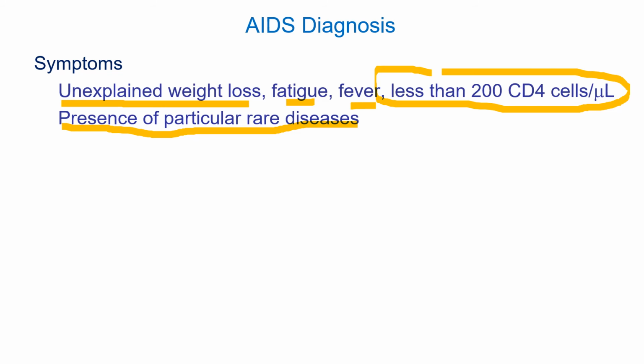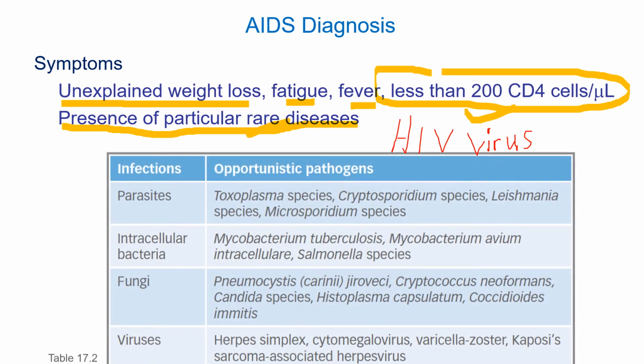So these two things in particular, the CD4 cells and the rare diseases, and I guess the other thing that's not on this slide, I think it was on the previous slide, is the presence of the HIV virus. So don't forget that one as well. That is an important diagnosis of somebody having AIDS.